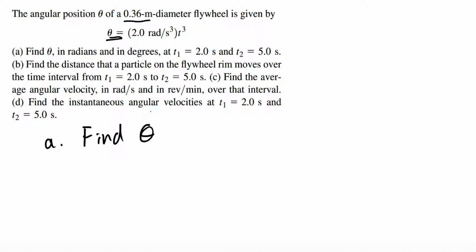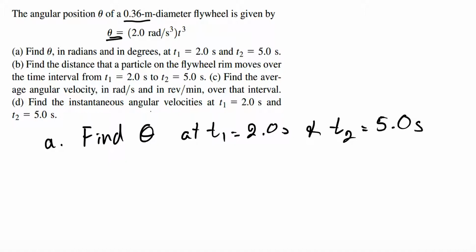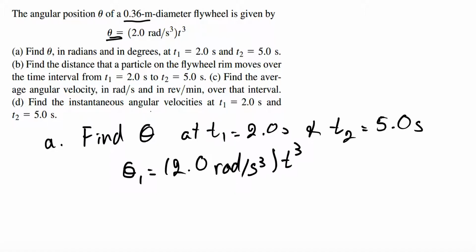I'm going to denote angular position by theta, in radian and in degree, at t1 equal to 2 seconds and t2 equal to 5 seconds. So I'm going to denote theta 1 for t1. They give us the angular position, 2 radian per second cube multiplied by t cube. So theta 1 means you have to substitute the t1 value in.